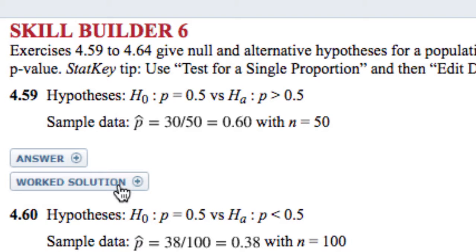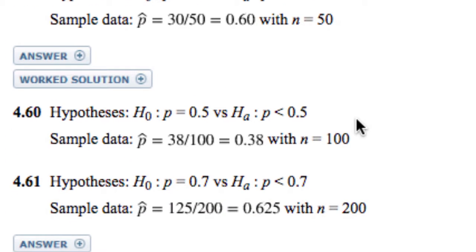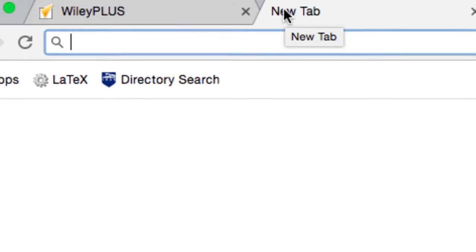Let's look at a question that is not in the WileyPLUS homework though. Let's look at 4.60. So here we have an alternative hypothesis that P is less than 0.5. And our sample, we have P hat equals 38 over 100. And we need to find the P value using StatKey. So I'll go to StatKey.